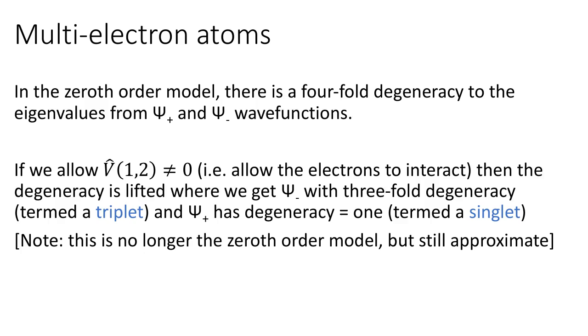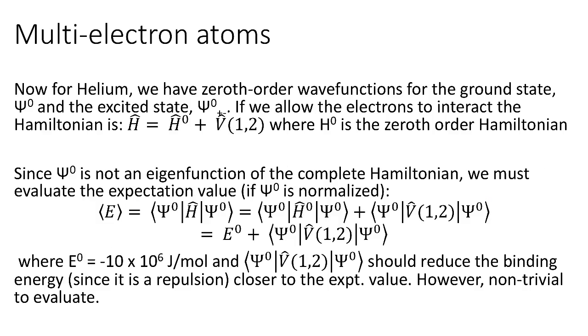Those are where we had symmetric spin functions, and that's what we would call a triplet. So we would have a triplet state, and then we would have the psi plus, which there was only one of them, is a singlet state. And so this is no longer the 0th order model, but it is still approximate. And actually, if we explain that process, let's go to the next slide here.